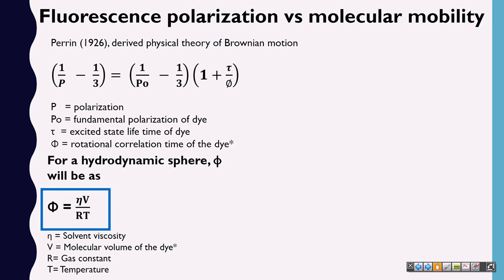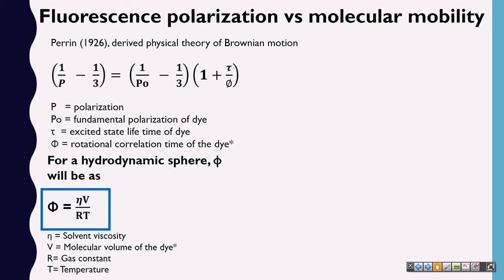Francis Perrin derived a formula to calculate the polarization by using the lifetime of the fluorophore molecule, tau, and another factor called the rotational correlation time of the dye. That is how fast it's moving in the solution.